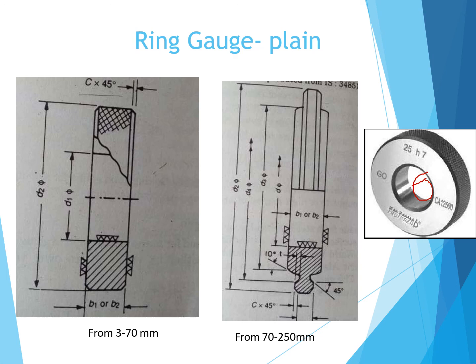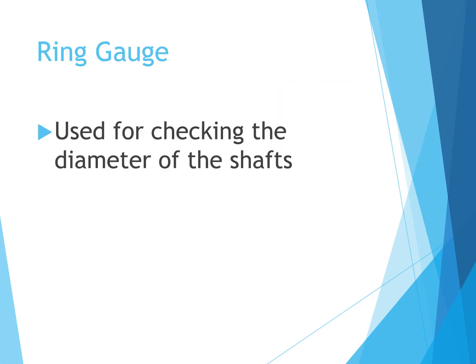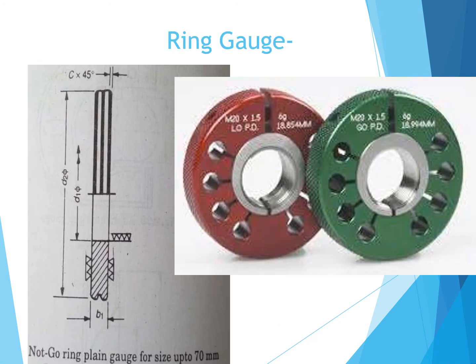So with this gauging surface I can find out the diameter of the shaft. So you can see here go type and no go type. That is, these are used for checking the diameter of the shaft. Then you can see these gauges. So for diameter of the shaft, when I insert this through the center, it will show whether it gets into the workpiece or whether it is not going into the workpiece. So these are the different types of gauges.